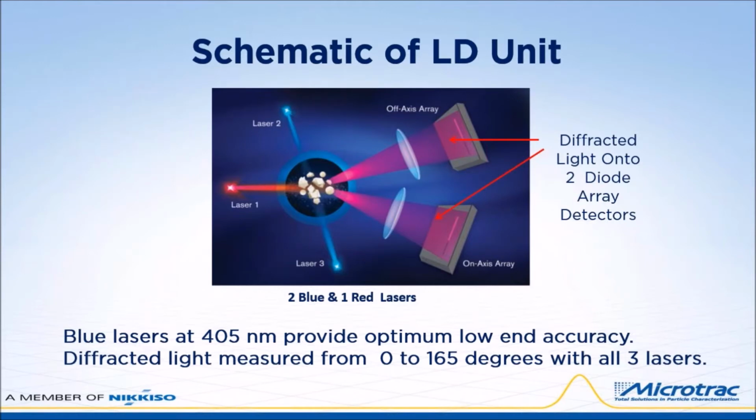This particular model uses 2 blue lasers and 1 red laser as light sources from different angles. The blue lasers, at lower wavelengths than red lasers, provide the most accurate fine size information.